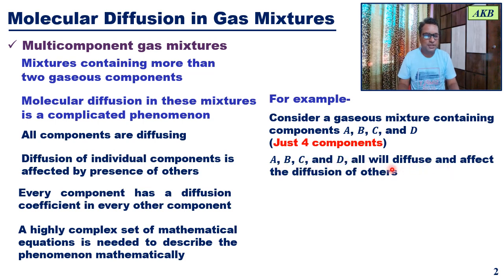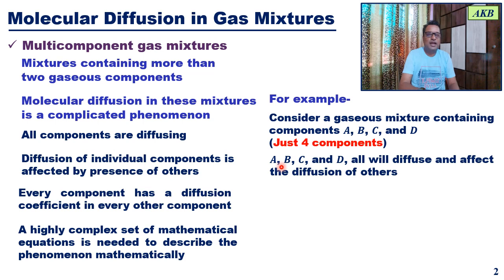Okay, so all the four components, A, B, C and D, will be diffusing, and they will affect diffusion of others. So if A is diffusing, it will affect diffusion of B, it will affect diffusion of C, it will affect diffusion of D. Similarly, B will affect diffusion of the other three components. So A will be diffusing in B, A will diffuse in C, A will diffuse in D. Same is the case with B. B will diffuse in A, B will diffuse in C, B will diffuse in D. So due to this fact, every component will have a diffusion coefficient in every other component.